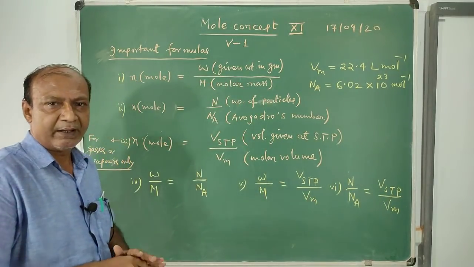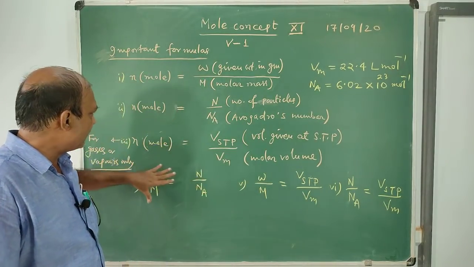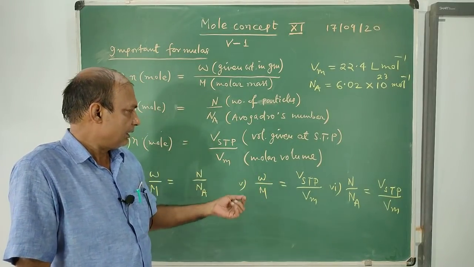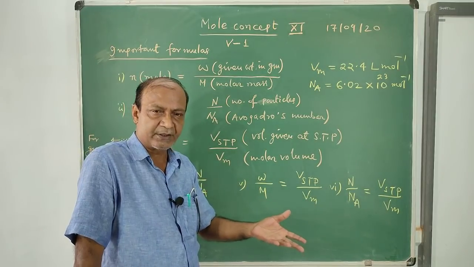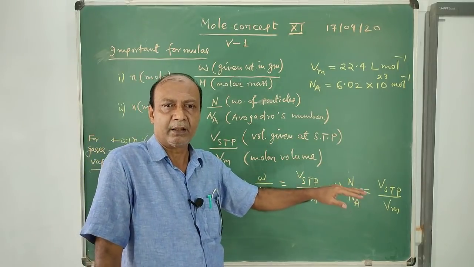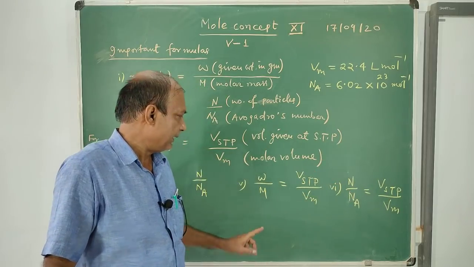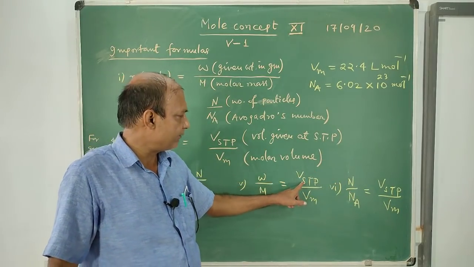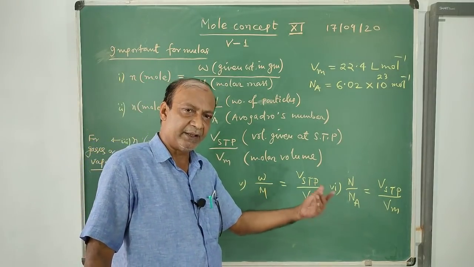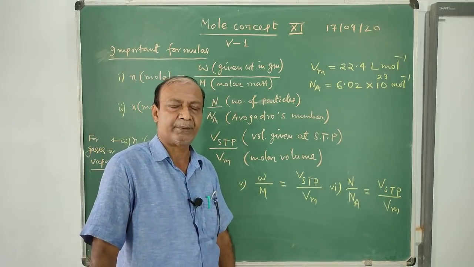Whenever you solve the basic problems of mole, you will have to solve them with the help of these formulas. Suppose the weight of a substance is given in gram and you have to find its volume at STP. M can be known, Vm is known. So only the weight is given, and you can find the volume at STP.